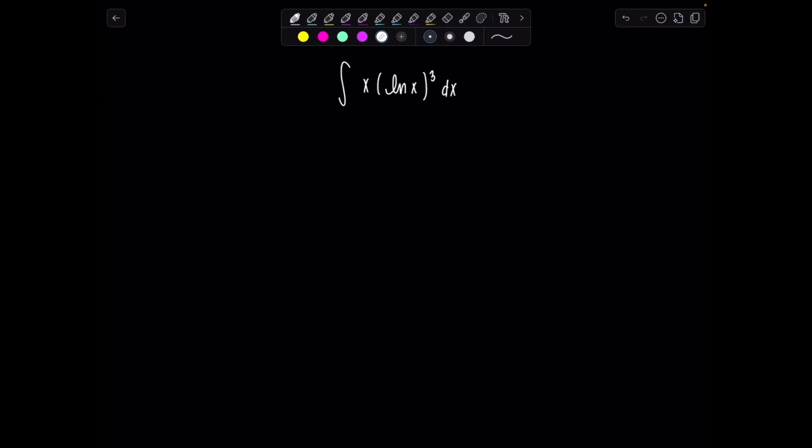I know a lot of you are starting a new semester and maybe you're just beginning your integration journey in calculus, so I wanted to give you one that would be good practice if you're first learning integration by parts or just want to refine your skills a little bit. Oops, so I gave it away. Yeah, we have to do integration by parts.